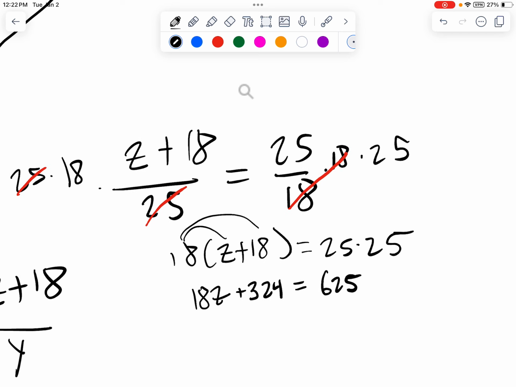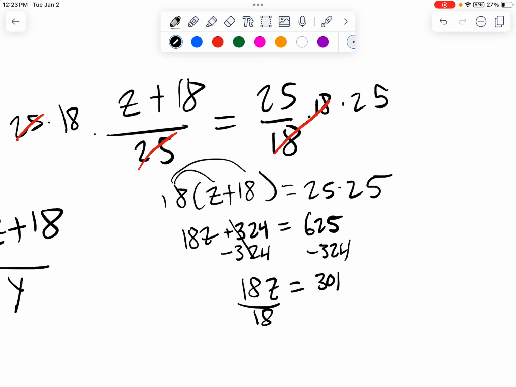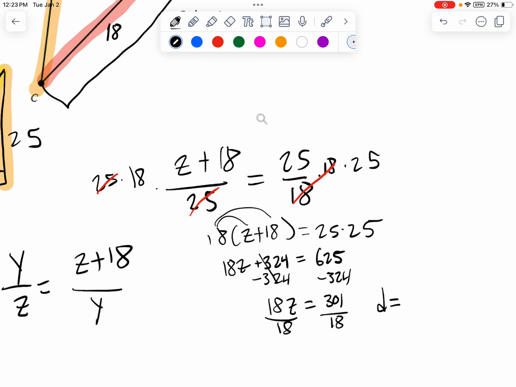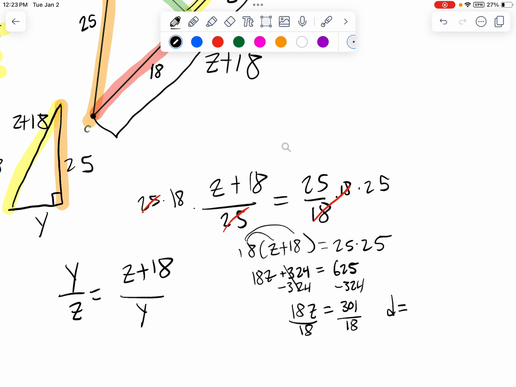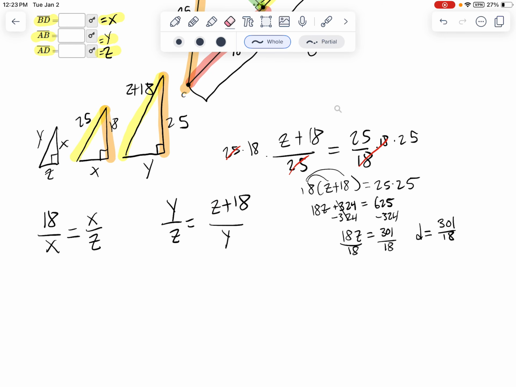Okay, solve for z. You want to get it alone. So from there, you're going to minus the 324 on both sides. 18z equals, and then 625 minus 324, and you're left with 301. Divide by 18 on both sides, and we get 301 divided by 18. Now, keep in mind, if you want to leave that as a fraction, I would. In your final answer, you will need the decimal, but we're about to use it in all of our other setups.